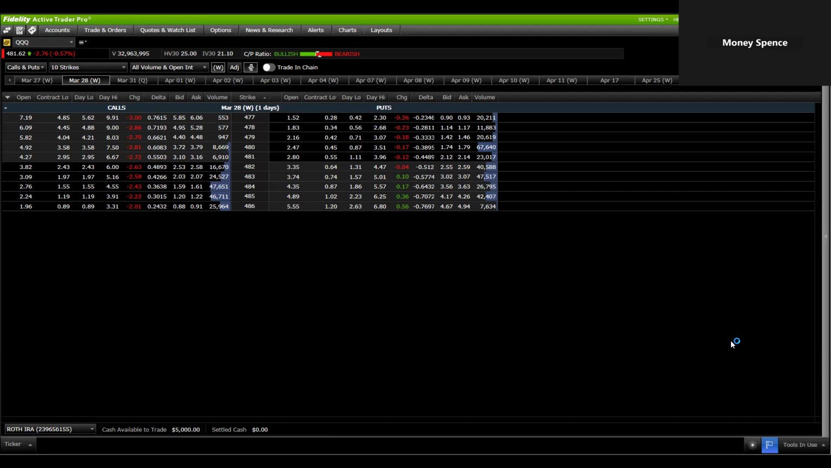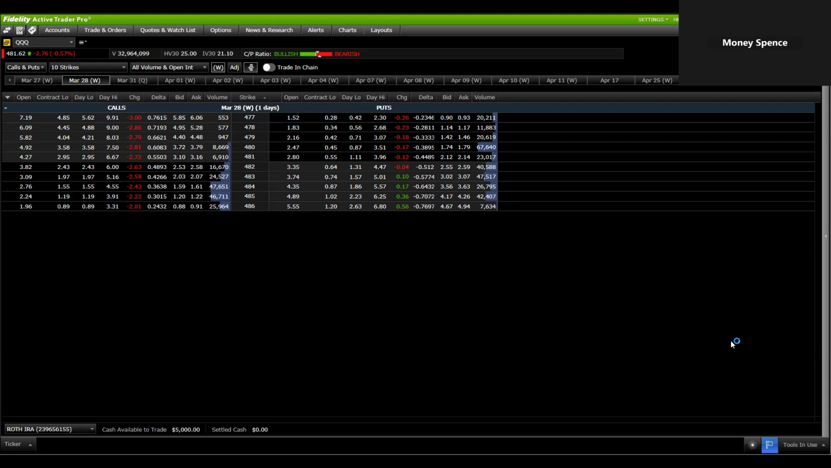Many traders usually struggle with choosing the best strike price. If you go out too far, the option barely moves. If you go too close, you overpay. Today, I'm going to show you how I use support and resistance levels to pick the ideal strike price every time.